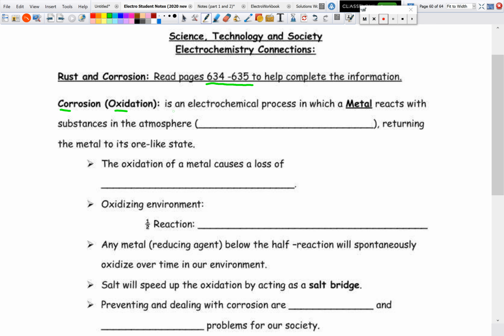So, corrosion, or oxidation, is an electrochemical process in which a metal, solid, reacts with substances in the atmosphere. Now, the substances in the atmosphere that we are going to be dealing with are water and oxygen. And this is going to return the metal to its ore-like state, basically how it existed in nature before we took it out of the ground and found a way to refine it to produce that metal. Of course everywhere in the world there's water and oxygen, so this is basically how the metals existed before we extracted them.